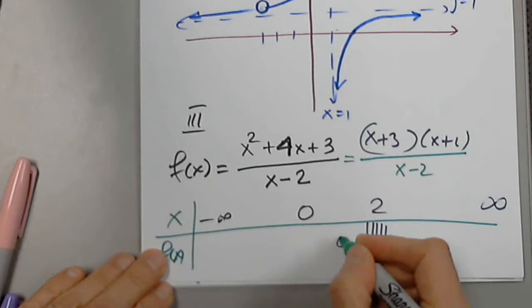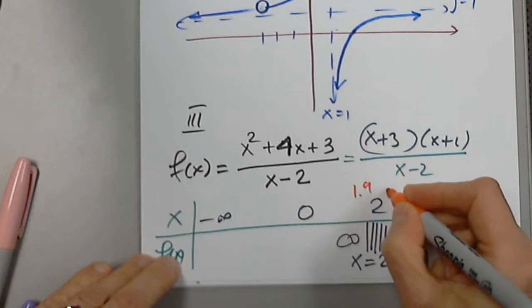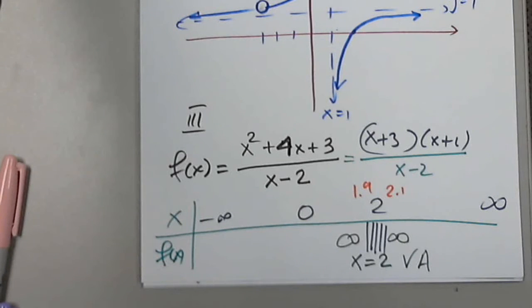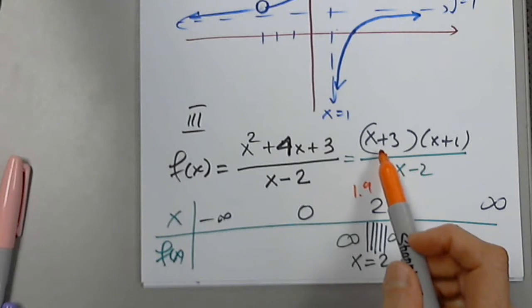Once you say VA, you will give me infinities left and right. And let's use something close: 1.9, 2.1. So please plug in 1.9 in the first quantity. Sign.